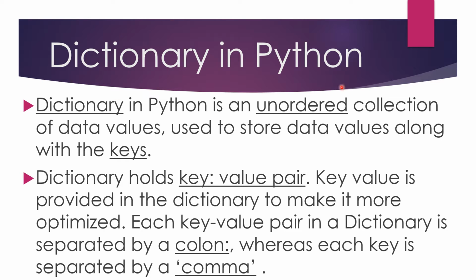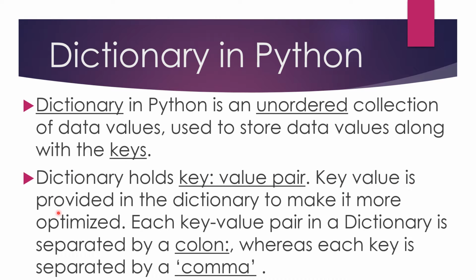So let us see what is a dictionary. What is a dictionary in Python? A dictionary in Python is an unordered collection of data values used to store data values along with keys. That means in a dictionary the data values are used along with some keys. A dictionary holds key-value pairs. That means in a dictionary, key and value are written in pair form. As you can see, a key is written, then a value is written, and it is in a pair.